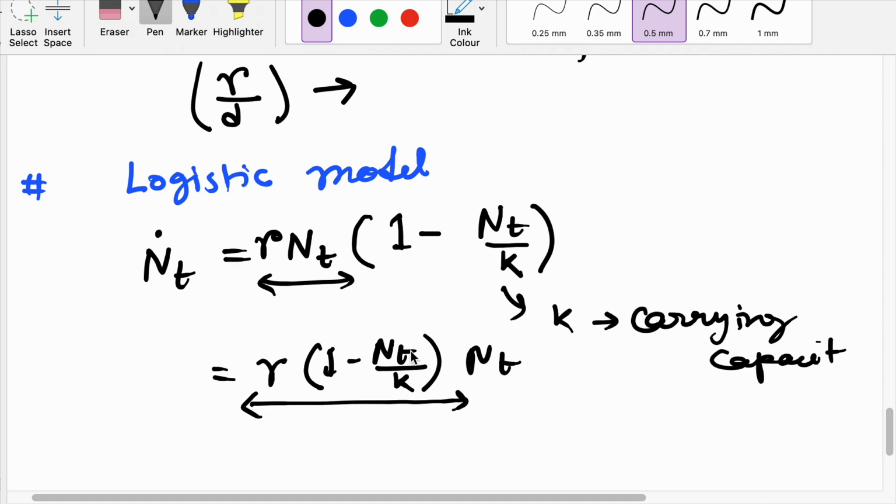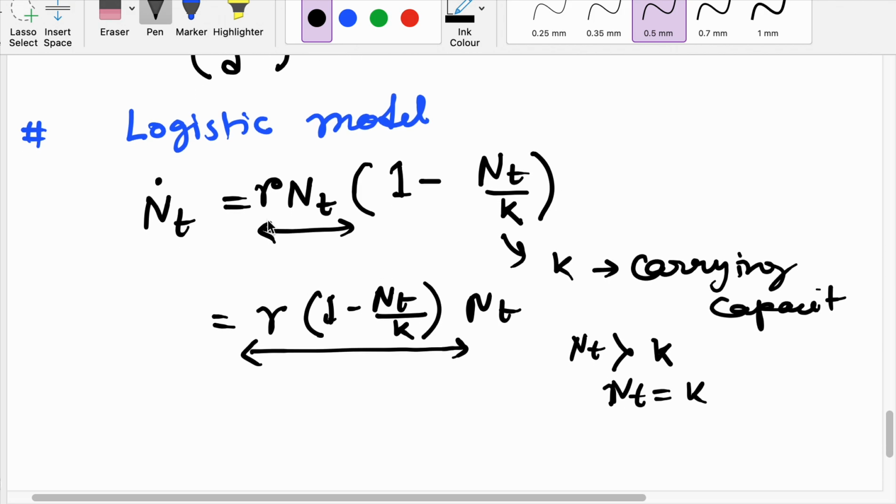Now why this came: after some point of time when N(t) becomes greater than K, the total average birth rate will become negative, and at the point N(t) equal to K, the birth rate will be 0. That means the resource is such that it only supports K individuals. If there were K plus 1 individuals, one individual would be deprived of resources and would die.